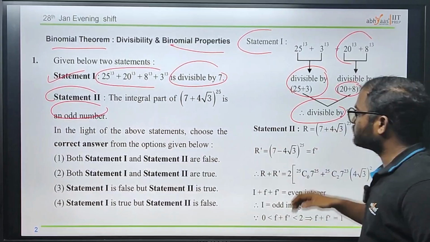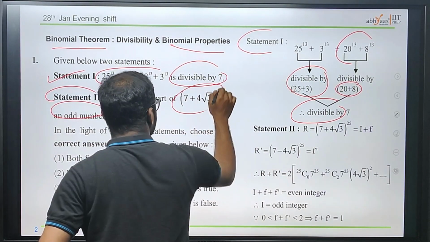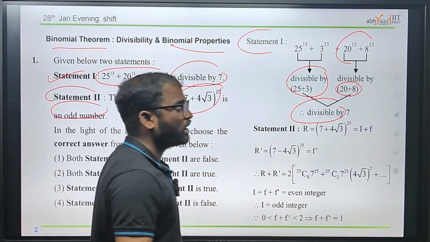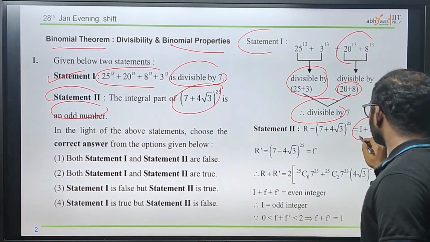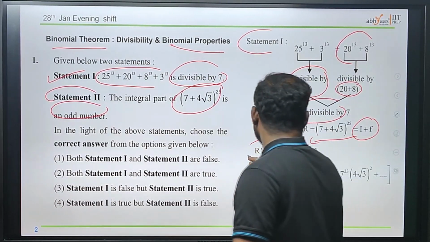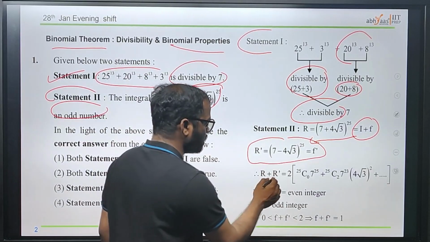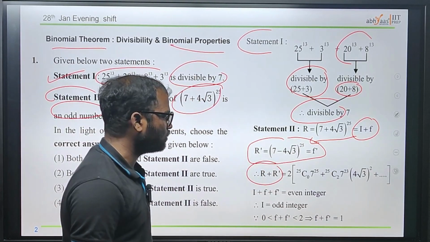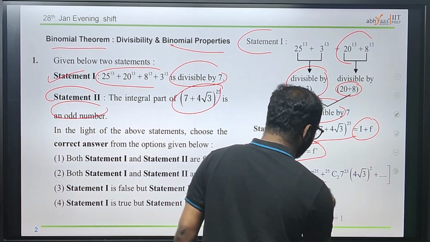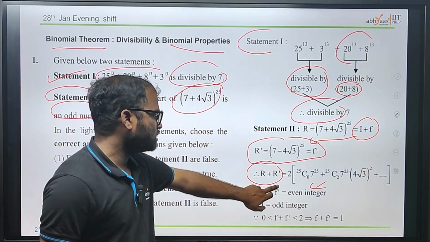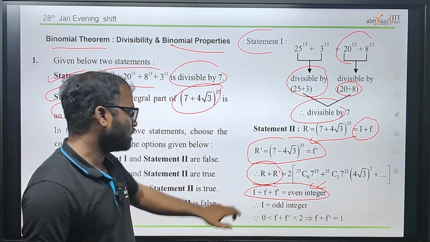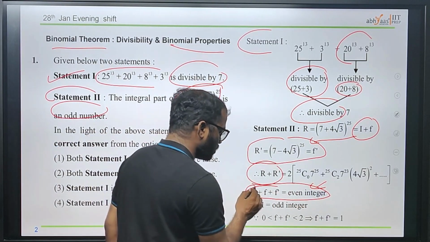Now the second one, statement 2, says 7 plus 4 root 3 power 25. By using I plus f, we can easily solve this one. Taking this as R1 equal to R dash plus f dash, we can easily say that R plus R dash will be equal to this one. By this we can easily say that this one is an even integer, which makes I an odd integer.